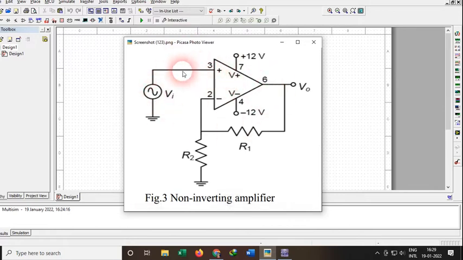The third pin is connected to the input power source, and the other part of the source is grounded. Here we have also connected the resistance R1, that is the feedback resistance, and the second pin is connected to the ground with the help of this R2 resistor. Pin number 7 and pin number 4 are connected to plus 12 volt DC and minus 12 volt DC respectively. And from the sixth pin we are going to take the output. So now we will build our circuit.